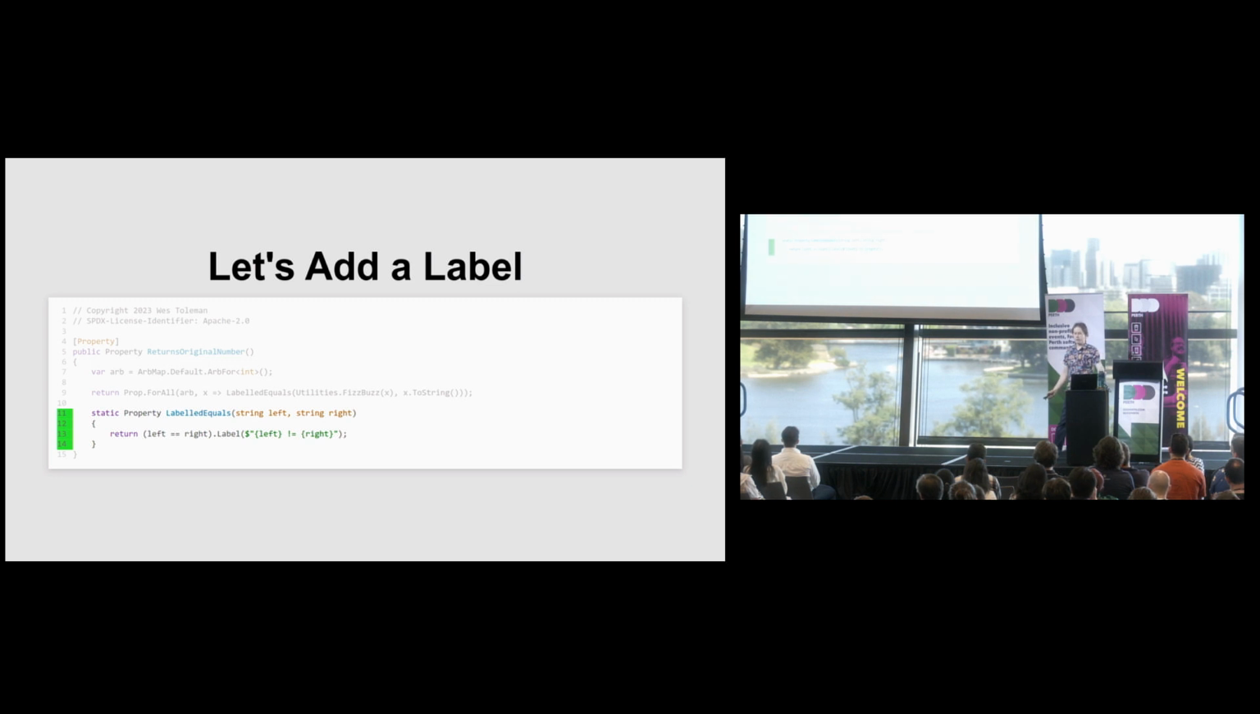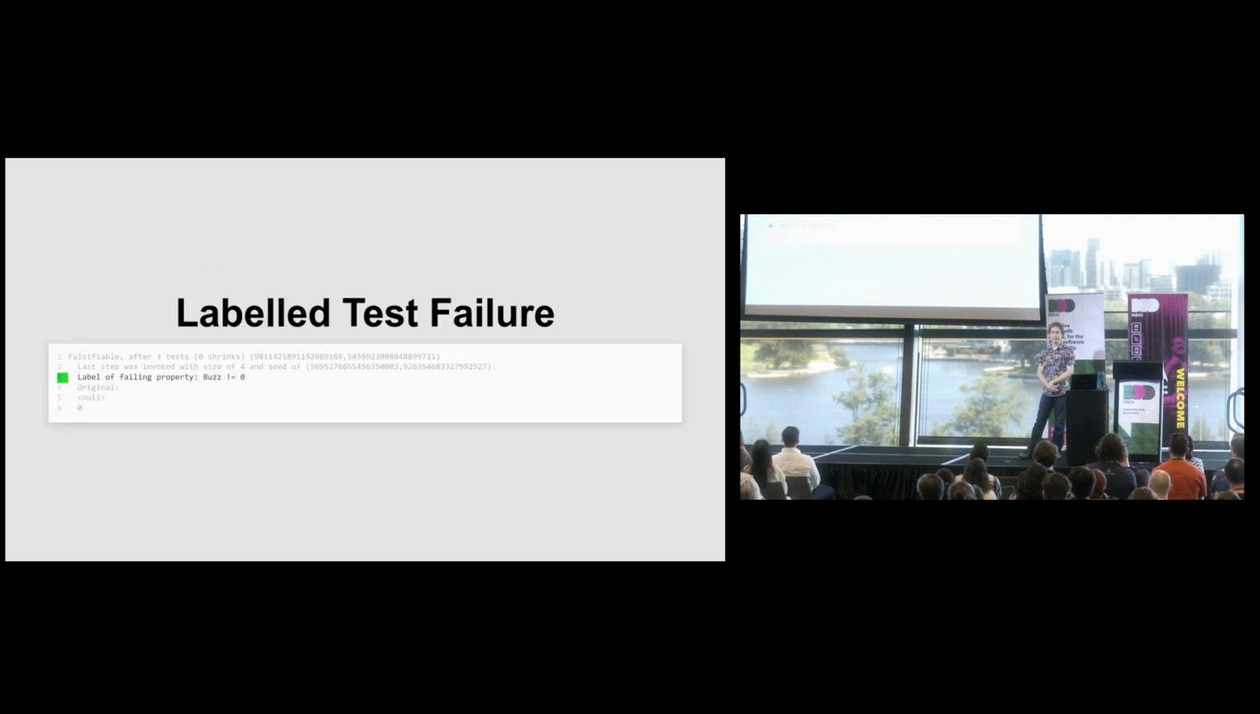We can write a wrapper for the equals operator to add a label that prints the value of the operands. The test now shows that buzz does not equal 0. Returning buzz rather than 0 is the expected behavior of this test. So let's fix the test.